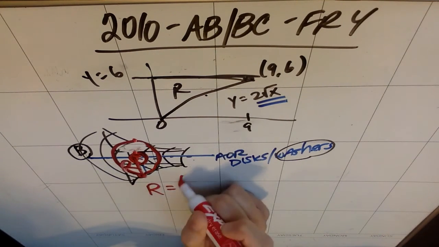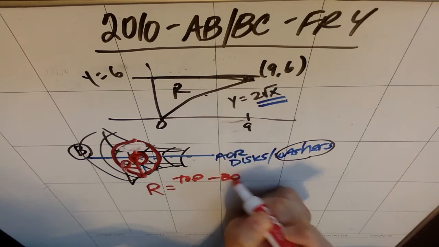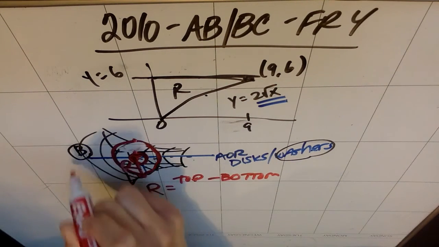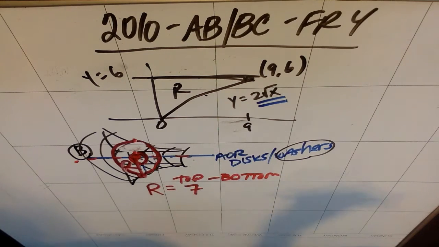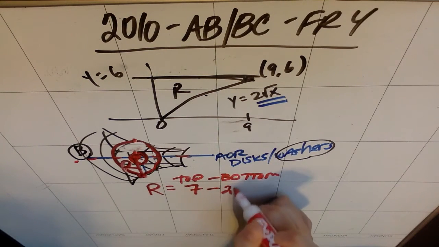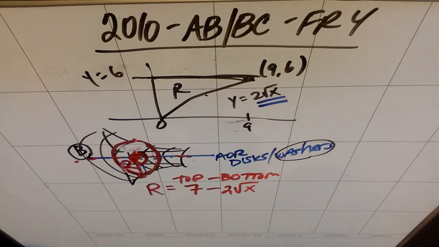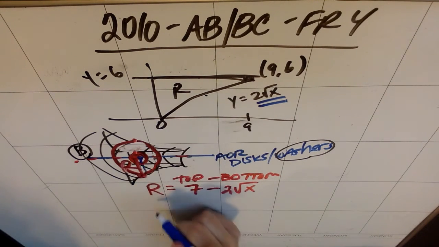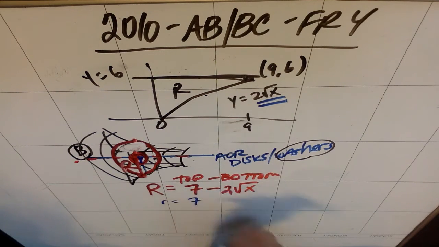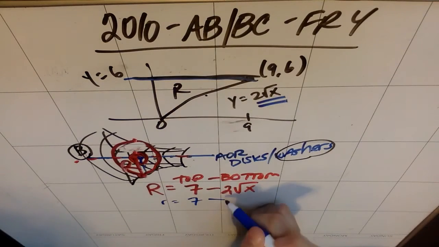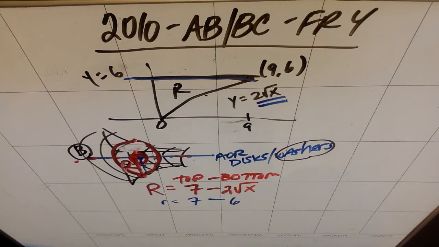My big radius is going to be top minus bottom. Well, the trick is that this top curve is the axis of rotation. It's 7. And the bottom curve is the 2 root x. But I also have this little radius, the radius of the hole, which is going to be the top, still the 7, minus, and you can see that this inner value is just 6. So my little radius, you can write as 7 minus 6, and you can leave it that way. If you want to make 7 minus 6 a 1, great. But if you do that and you end up wrong, well, that's not great.